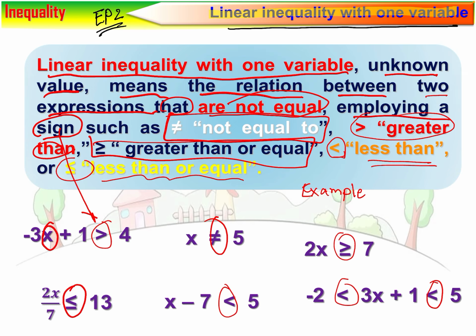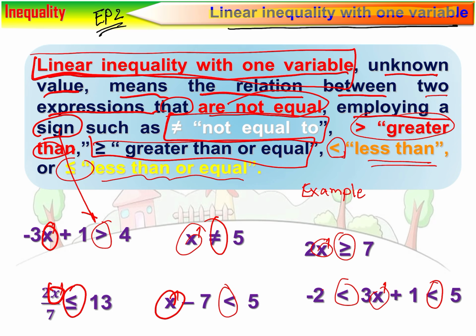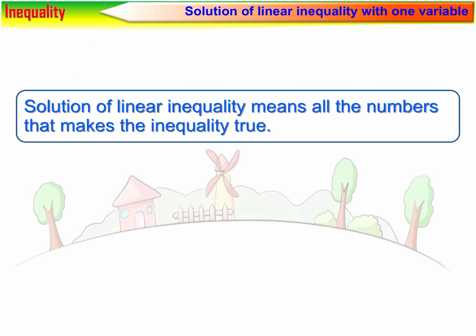If you notice, all of them have only one variable or one unknown, and the power or the exponent of x is always 1, right? So this thing we call linear inequality with one variable or one unknown value.